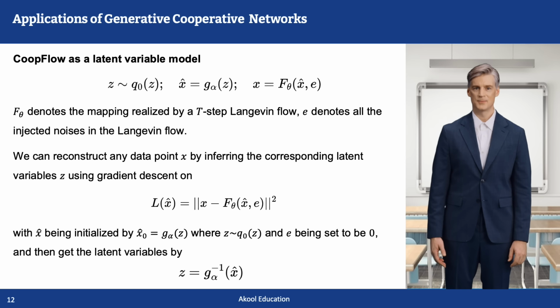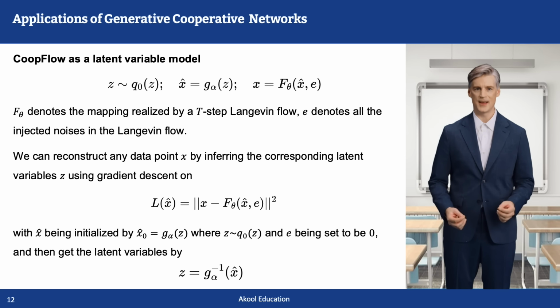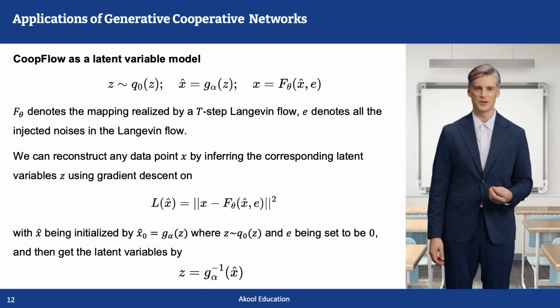Here, G alpha is the mapping of the normalizing flow, which transforms Z into an intermediate sample X hat, and F theta denotes the mapping realized by a T-step Langevin flow, which further transforms X hat into the final data sample. This model can also be used for data reconstruction.